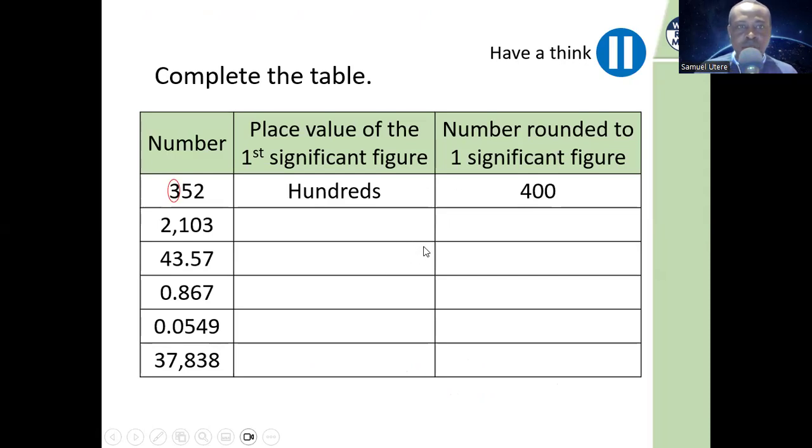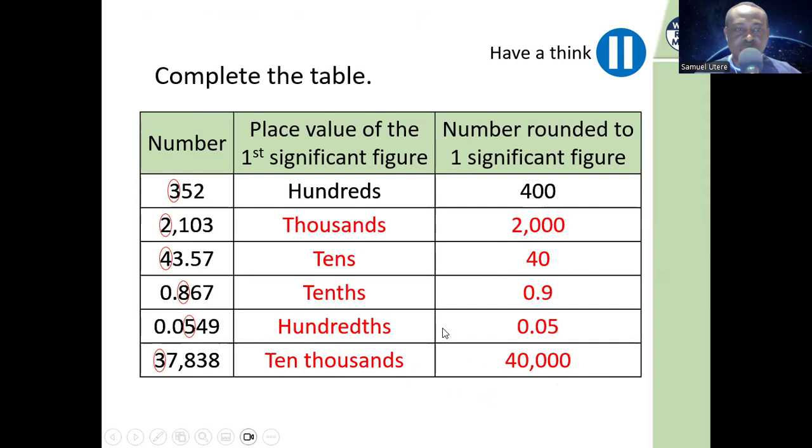Okay, pause the video and have a go at these really quickly. So you write the place value of the first significant figure of these numbers, and then you round the numbers to one significant figure. Okay, assuming you've paused the video and you've worked through this, here are the answers.